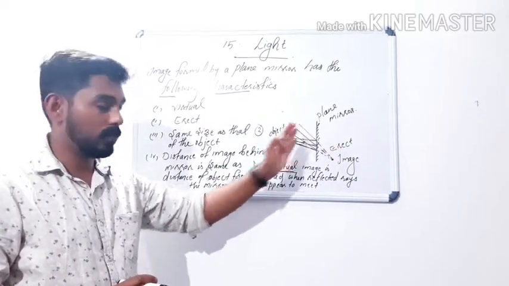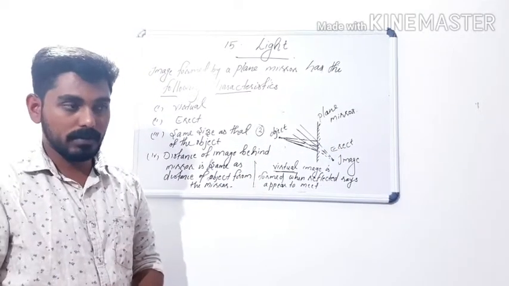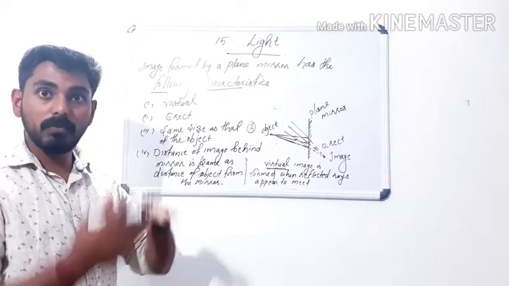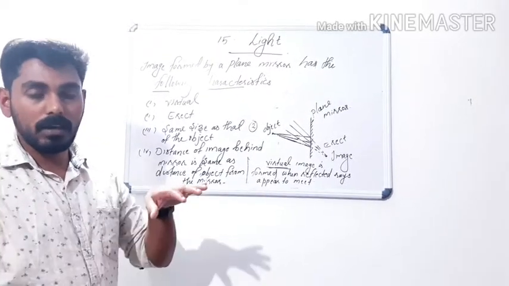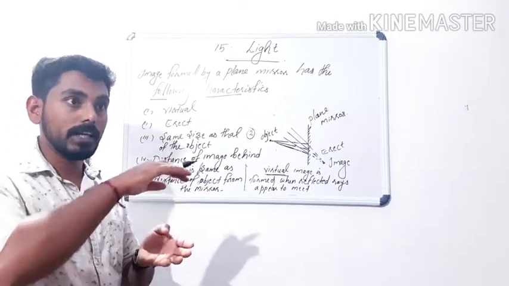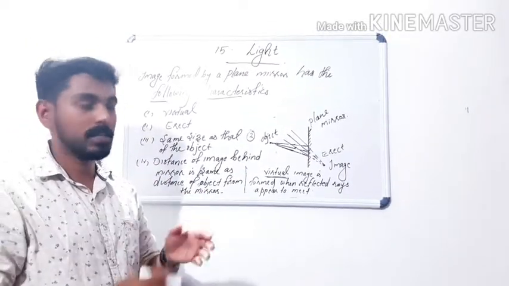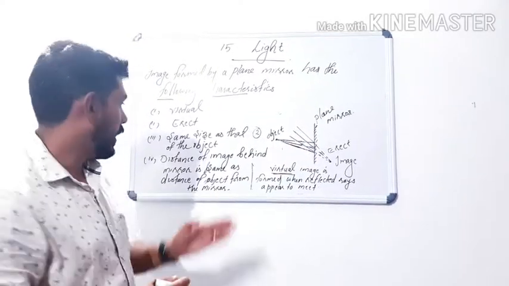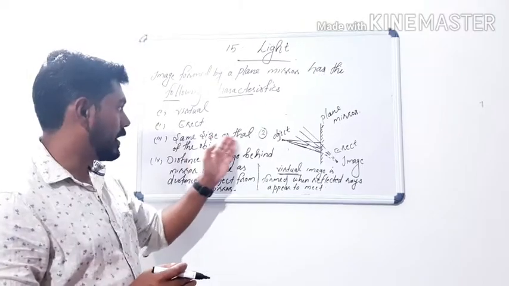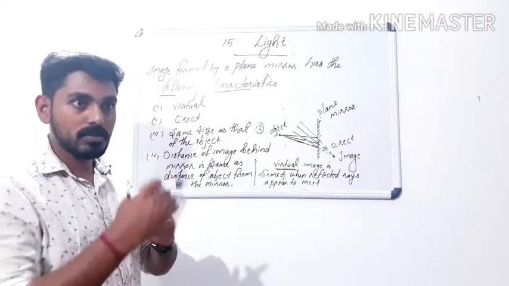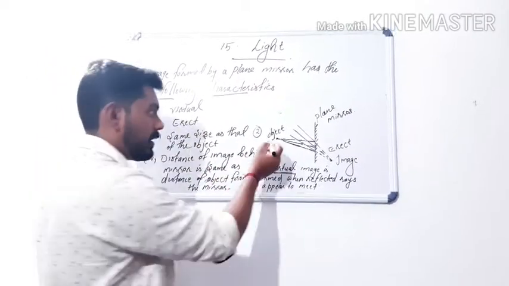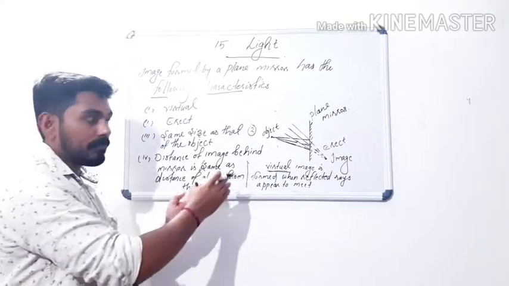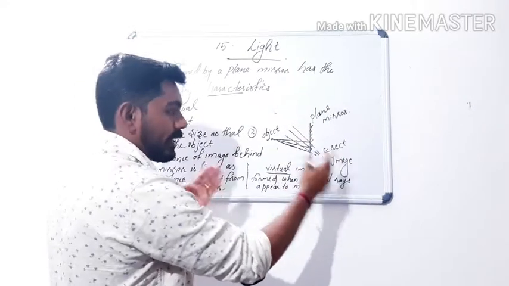When you look at your dressing table mirror, you can see an erect image. It is not inverted, not upside down, not reversed. It is virtual and erect. And the size of the image is the same as that of the object. When you place an object in front of the mirror, you get the same size in the image also.